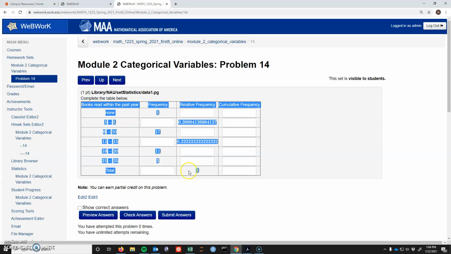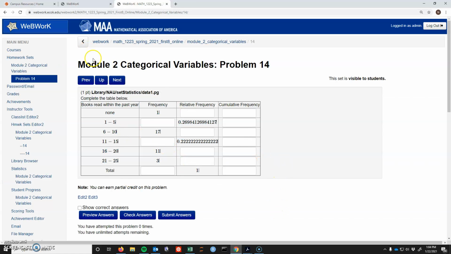Hey everybody, I wanted to go over problem 14. This one is a little tricky. Normally when we talk about frequency and relative frequency, we would give you the total number of things. If I give you the total number of things here, this problem is really straightforward.